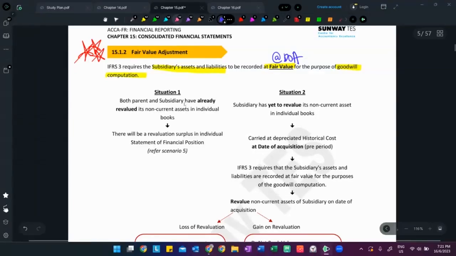Okay, but for exam purpose, even though you see two situations right here, you will only likely see situation 2. Because situation 1 is whereby the subsidiary has already revalued the non-current asset, which means the non-current asset is already carried at fair value. And since it is already at fair value, there is no further adjustment that you need to make. So there is nothing called fair value adjustment. You don't need to adjust anything. It's already at fair value.